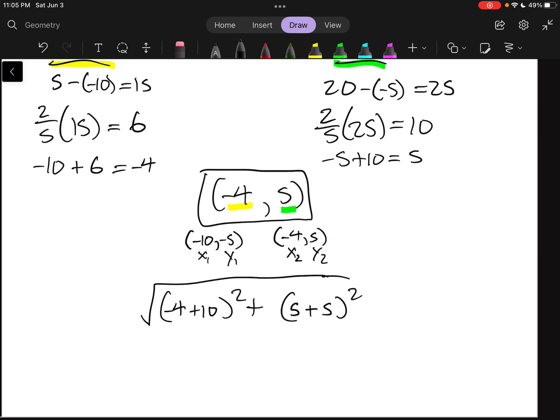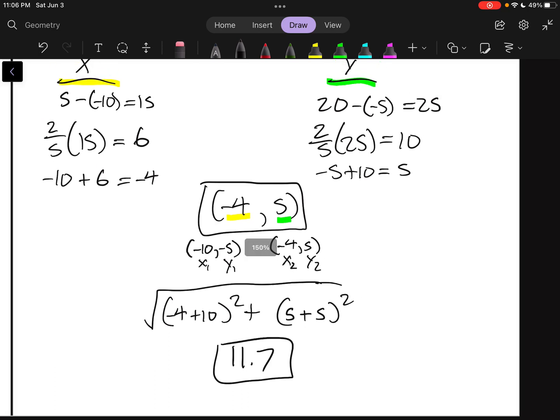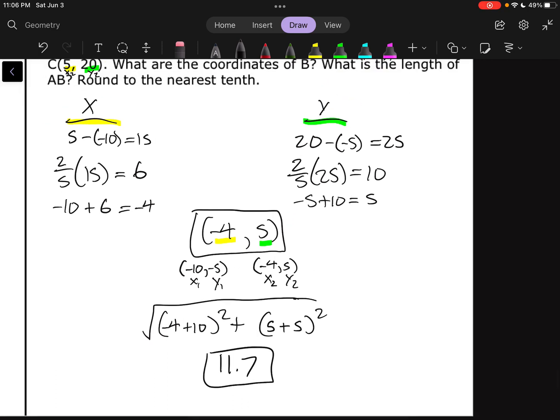Now, since it did say round to the nearest tenth, I'm just typing this in my calculator. Right? If they said simplest radical form, I'd have to do it by hand. But round to the nearest tenth, that is permission to just type it on in. And I'm getting 11.66, so 11.7. All right. Hopefully that went good for y'all.